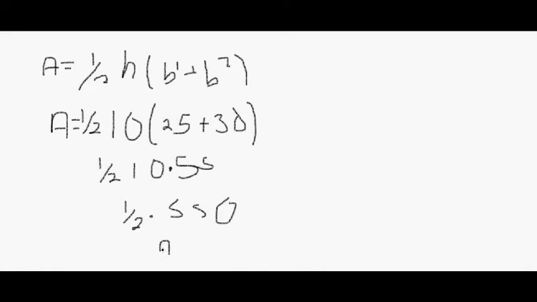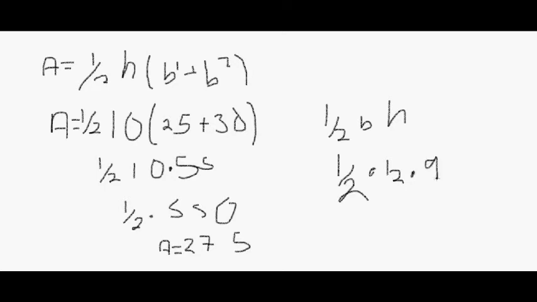The area is 275 for this trapezoid. Now for 55, that's easy. That's 1/2 times base times height for the area of a triangle. We already did that. 1/2 times base, which is 12, times height, which is 9. 12 times 9 is 108, then 1/2 times that, right? So the area is 54.